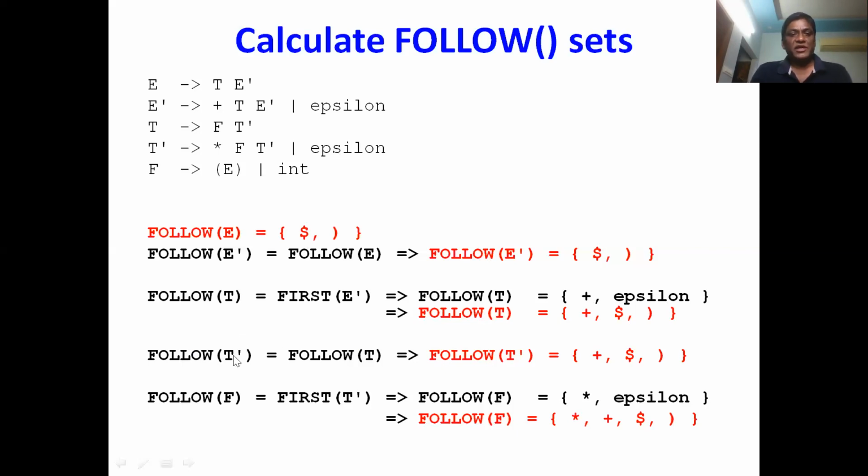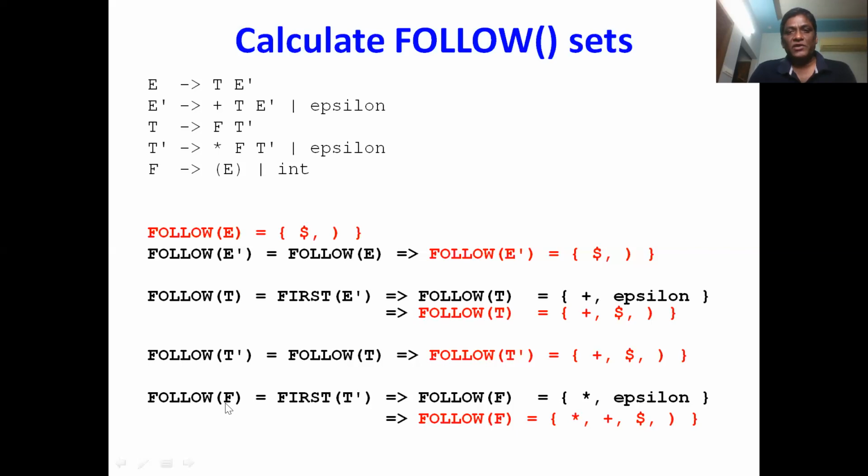So we'll go to the next variable. We try to calculate follow of T dash. What do I need to see? Look for the T dash variable on the RHS. If you see, T dash has nothing following here. So it is epsilon. If T dash is followed by epsilon, what do we do? We take follow of T. We already calculated follow of T. That is plus, dollar and closed parenthesis. That will become follow of T dash also.